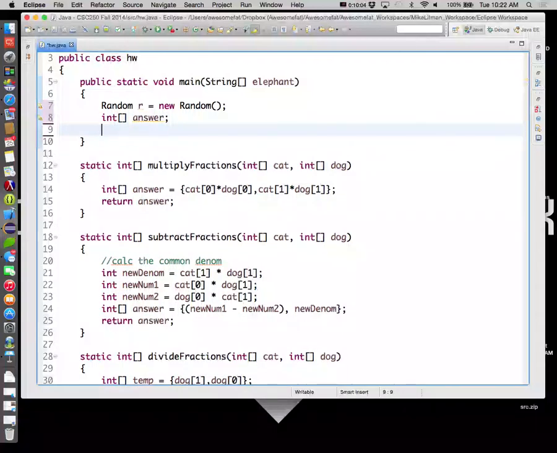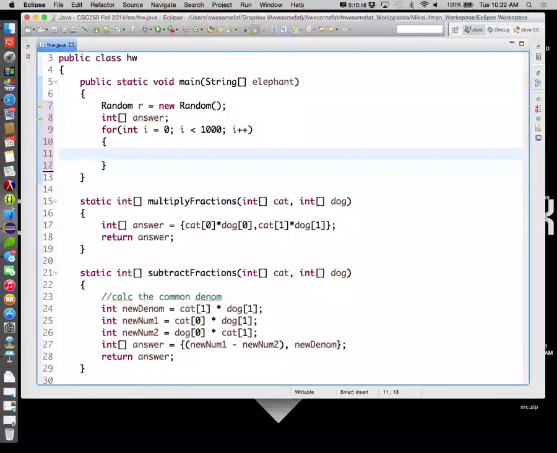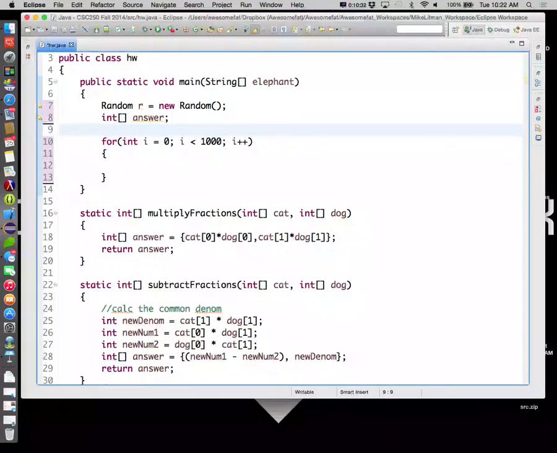So I'll have our int array answer. And then we're going to have a for loop for int i equal to 0, i less than 1,000, i plus plus. Good enough for now. And then we're going to generate fractions, and let's get our initial fractions going here. So we're going to say answer is equal to, we need to get a random numerator, random denominator.